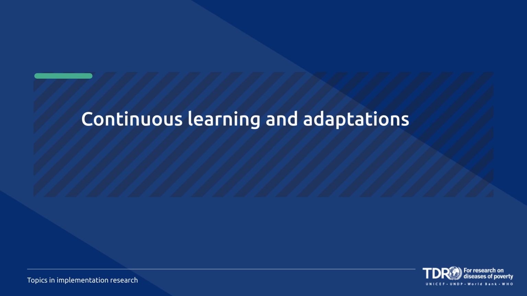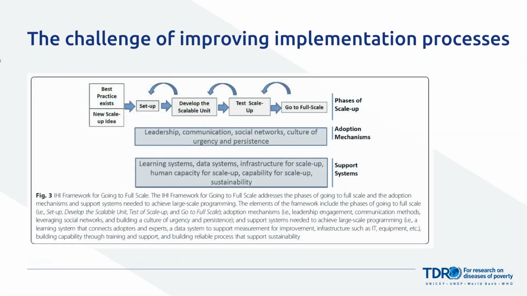these benchmarks over time. Returning to the example of scaling up evidence-informed interventions, it's important to note the sequential phases involved in this process. The Framework for Going to Scale Up outlines 4 key phases: setup, development of the scalable unit, testing scale-up, and full-scale implementation.